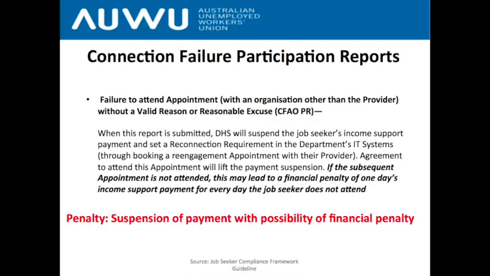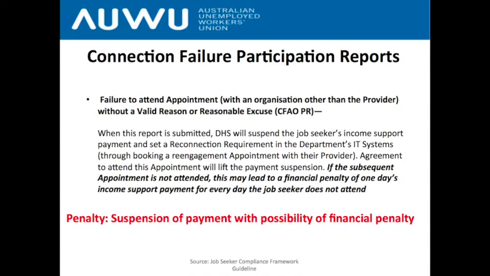And there's a range of different participation reports they can send through, and in fact the government want to create more different types of participation reports, more ways that job agencies can penalise people. But for now, here are the participation reports that can be sent through. So this first one is failure to attend appointment with an organisation other than the provider without a valid reason or reasonable excuse. When this report is submitted, DHS or Centrelink will suspend the job seeker's income support payment and set a reconnection requirement in the department's IT systems. Agreement to attend this appointment will lift this payment suspension.